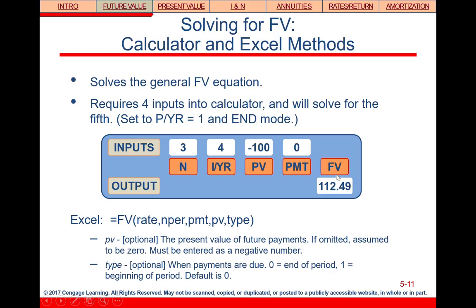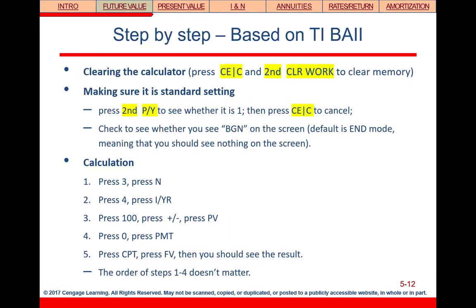What should you do? First press compute. Compute is the first button in this financial calculator. So the first button in the first line, you see CPT. CPT means compute. So press compute and then press FV. You should be able to see $112.49, depending on how many decimal points you have on your financial calculator. But it should be rounding to $112.49. Yeah. So this is step-by-step.